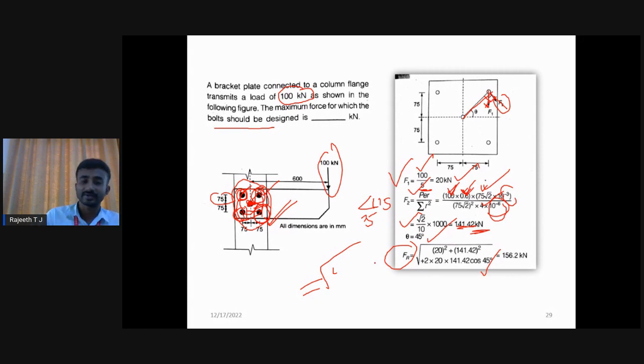Adjacent is also 75. Therefore theta will be 45 degrees. This is your answer, 156.2 kilonewton. Here you should type this answer. This is a non-multiple choice question answer, so in case of examination you should type this answer.